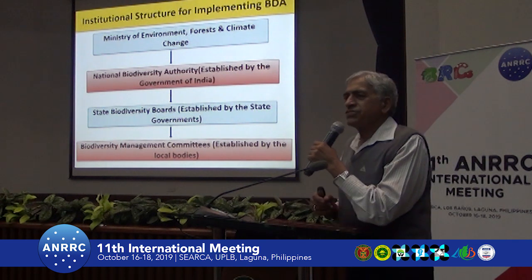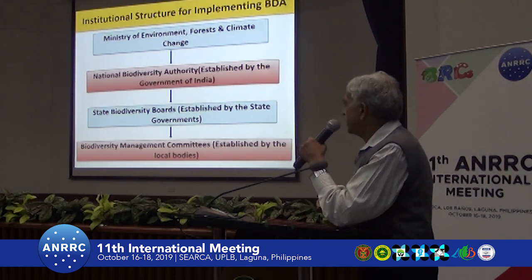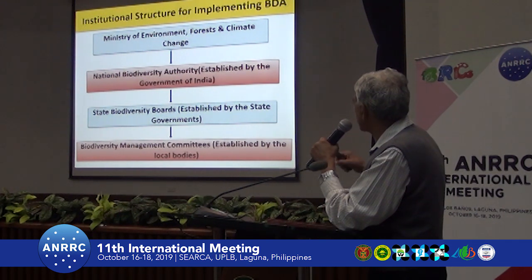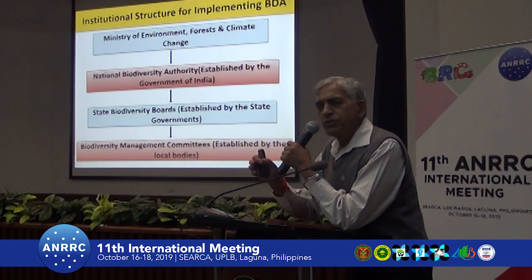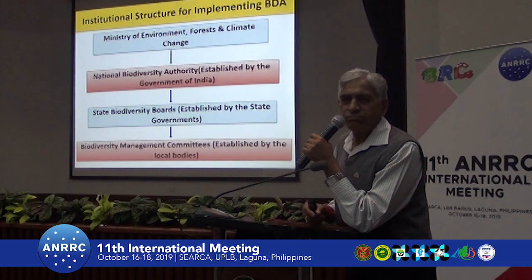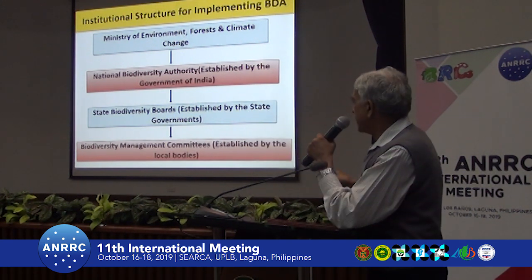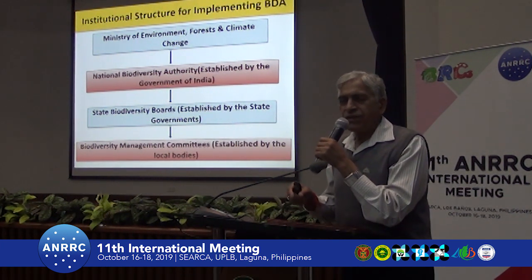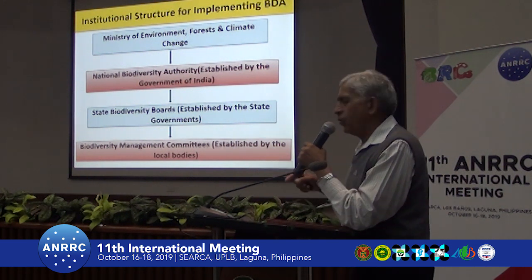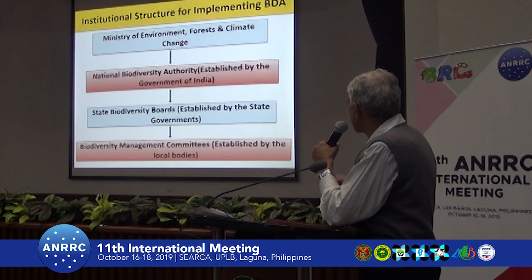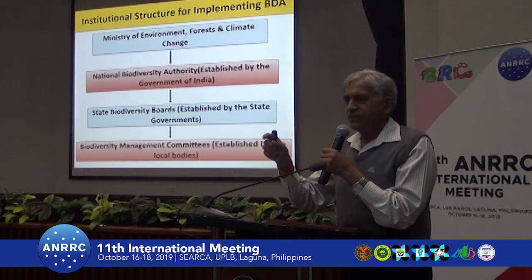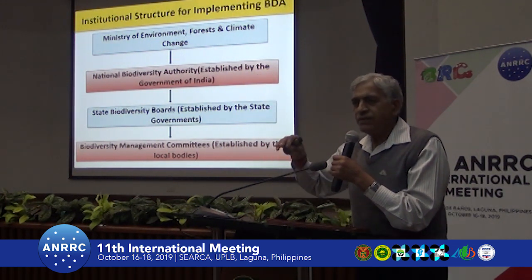Then, what is the institutional structure of the Biodiversity Act? At the national level, you have the Ministry of Environment, Forests and Climate Change, and the National Biodiversity Authority is under this ministry. It is an independent body, but it is linked to the Ministry of Environment, Forest and Climate Change. This is at the national level. It's a national focal point. And then you have the state biodiversity boards. In India, you have several states, as many as 28, 30. Each state has a state biodiversity board. And in each state, there are biodiversity management committees which are established at a local level. So it is a three-tier structure: at the national level, at the state level, and down at the local level.